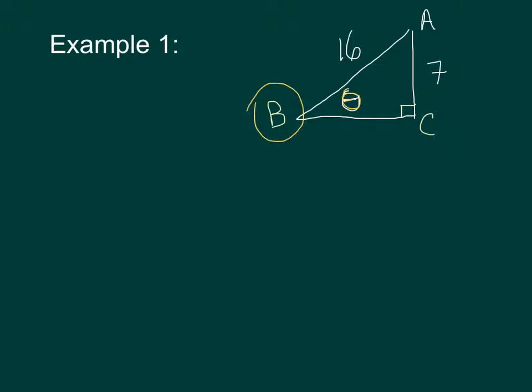So I know 16 is my hypotenuse. BC, which has nothing on it, is my adjacent. And then AC, the 7, is my opposite side. Looking at this and knowing SOHCAHTOA, I know I'm going to use sine. That's because I know both my opposite and my hypotenuse.